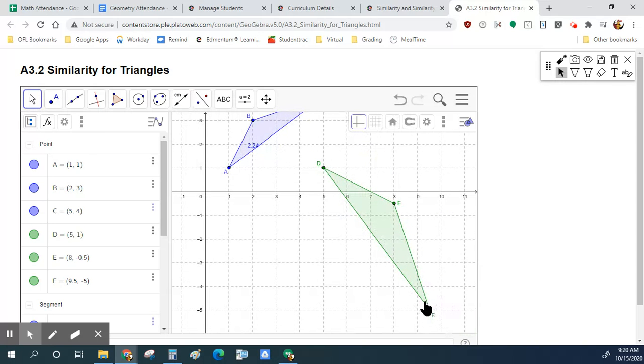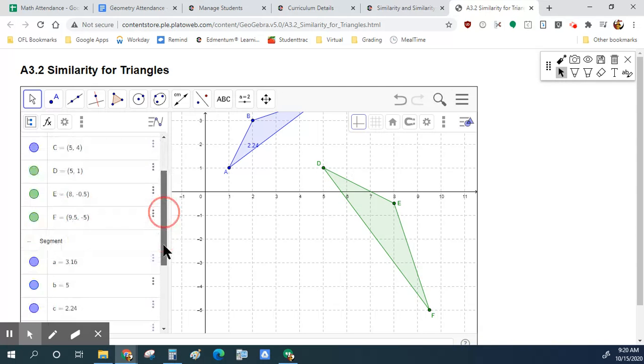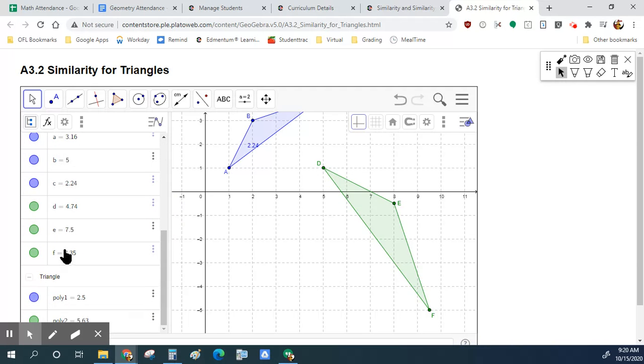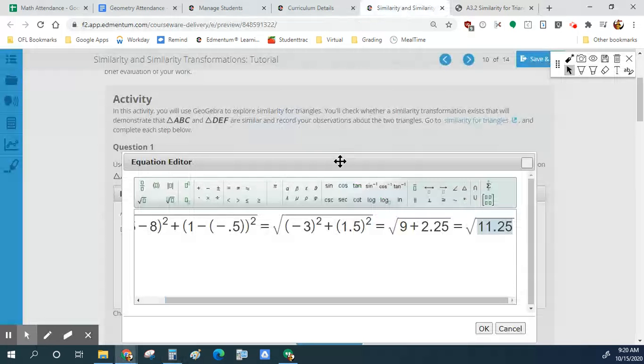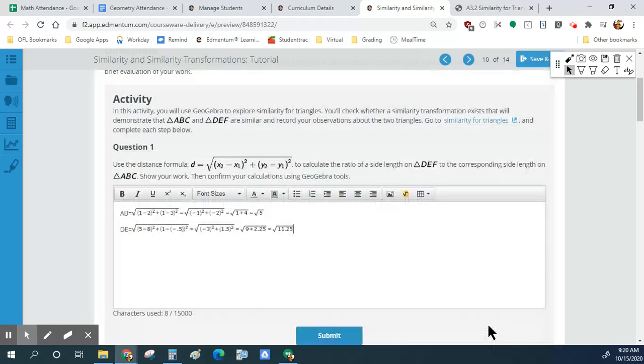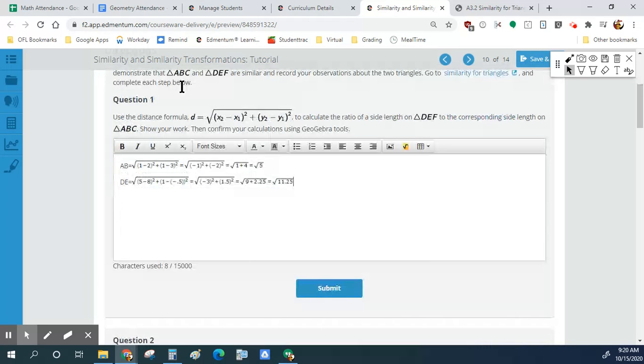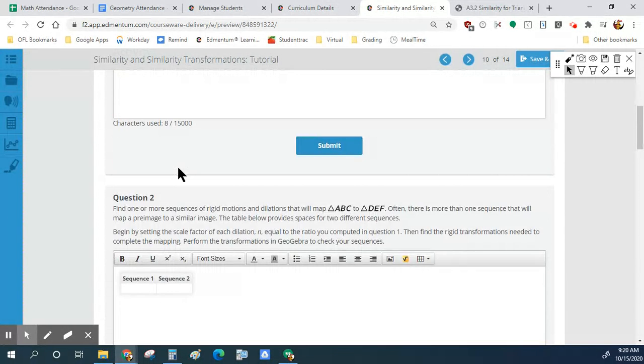we're looking for lowercase f, the side lowercase f. So if we look at the side, lowercase f is 3.35. And that's exactly what we got, 3.35. So then confirm your calculations using GeoGebra tools. Well, we already did that, but basically they were looking for this.